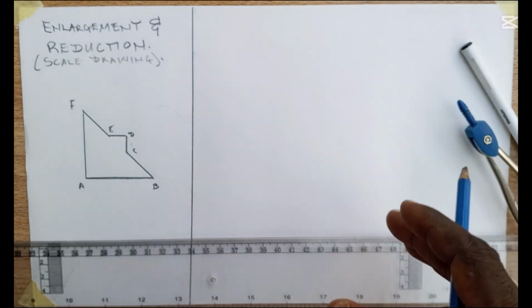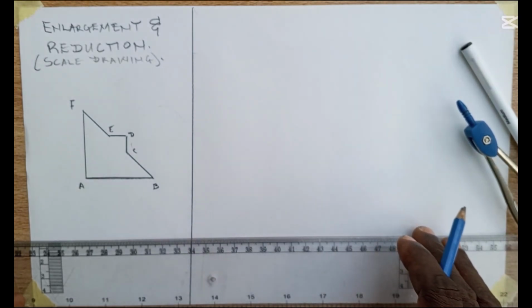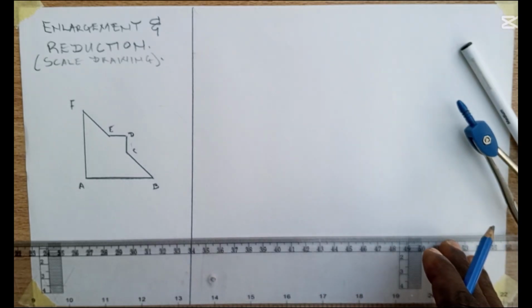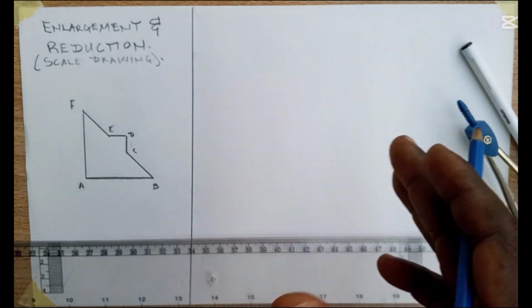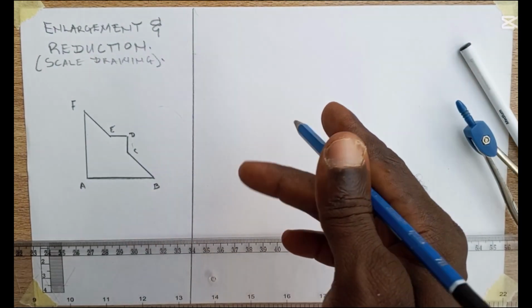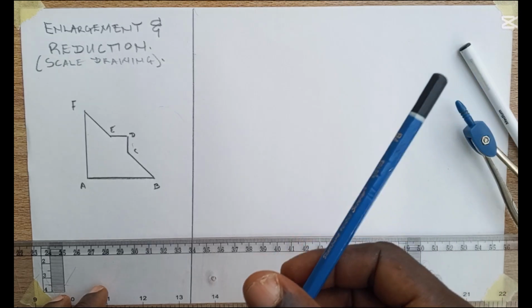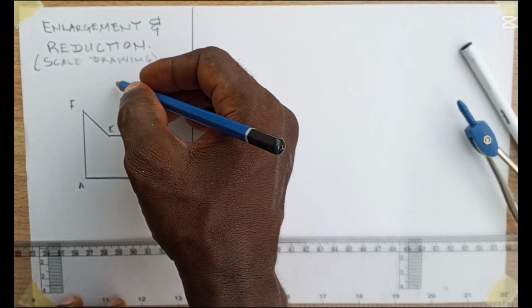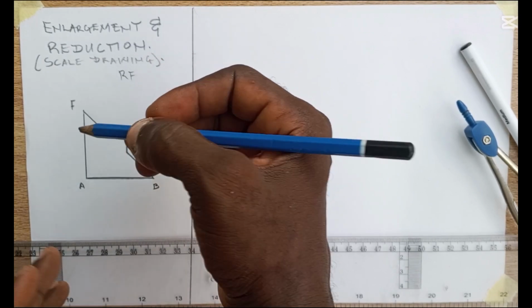I just want to introduce to you how to draw enlargement and reduction. Yes, this is part of our work that entails what is called scale drawing. Before you can enlarge or reduce any object, you are always given what is called a representative fraction. That representative fraction, which is always referred to as R.F., is written as a ratio.